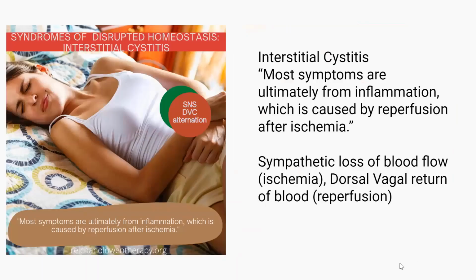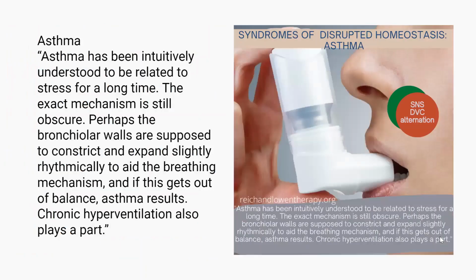Interstitial cystitis. Most symptoms are ultimately from inflammation, which is caused by reperfusion after ischemia. Asthma. Asthma has been intuitively understood to be related to stress for a long time. The exact mechanism is obscure. Perhaps the bronchial walls are supposed to constrict and expand slightly, rhythmically, to aid the breathing mechanism, and if this gets out of balance, asthma results. Chronic hyperventilation also plays a part.